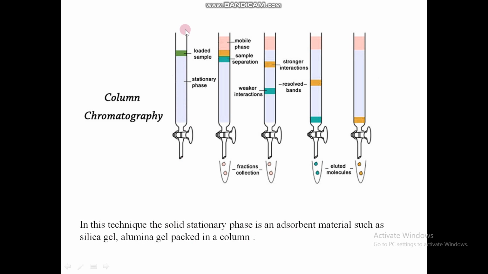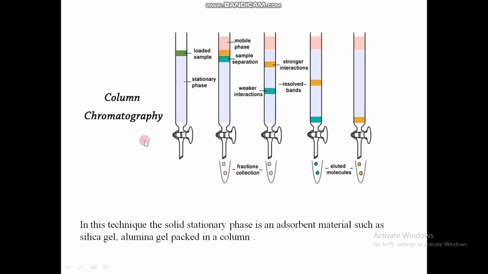This entire thing is the column. In this technique, the solid stationary phase is an adsorbent material such as silica or alumina, packed in a glass tube with a stopcock at the lower end. A small plug of cotton is placed here, which prevents the movement of the stationary phase through the stopcock.